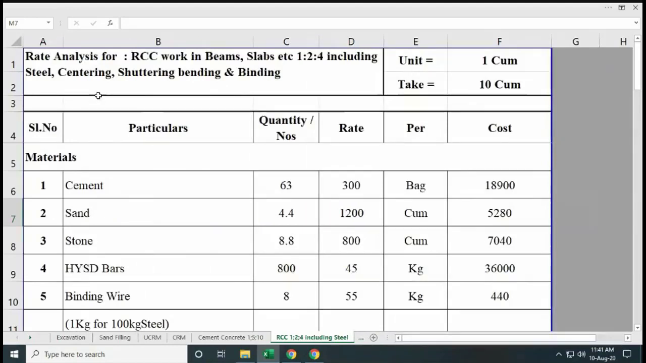RCC work in beam, slab, etc. of proportion 1:2:4, including steel, centering, shuttering, bending and binding. For example, if you want to cast any slab and beam, first they are going to do the shuttering works. For the shuttering, carpenter and helper are required. They will have certain supports, they will do certain staging.